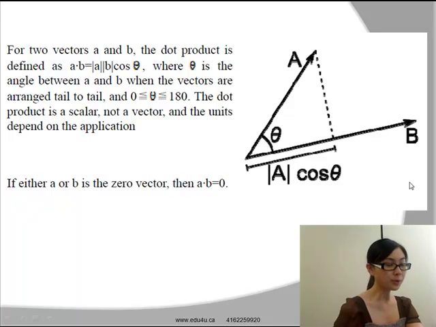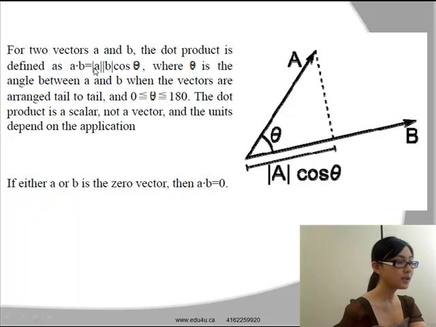The dot product is used when we have two vectors and we want to find out the angle in between. There is a general formula that states A dot B is equal to the magnitude of A times the magnitude of B times cos theta, where theta is the angle in between these two vectors when they are arranged tail to tail, and theta is between 0 and 180 degrees. The dot product is a scalar, not a vector, and the units depend on the application. If either A or B is a zero vector, then A dot B will be equal to 0.